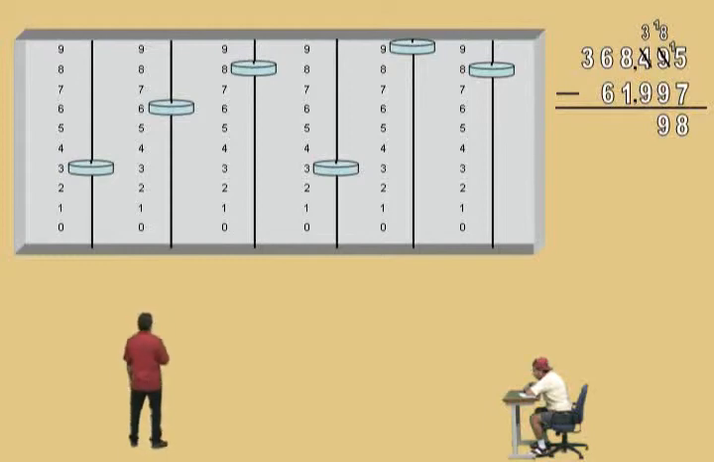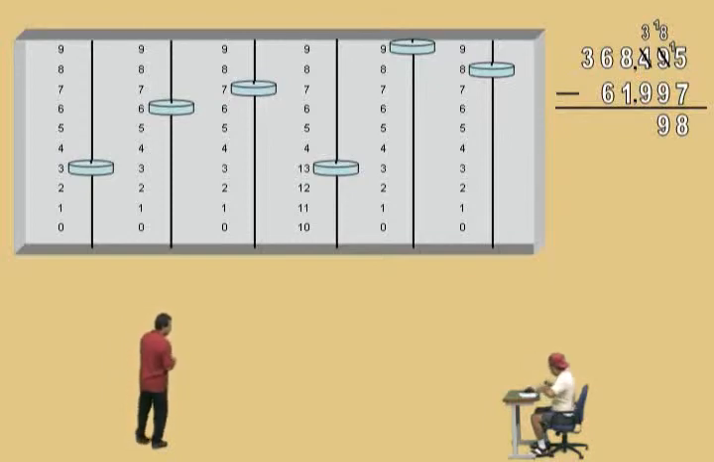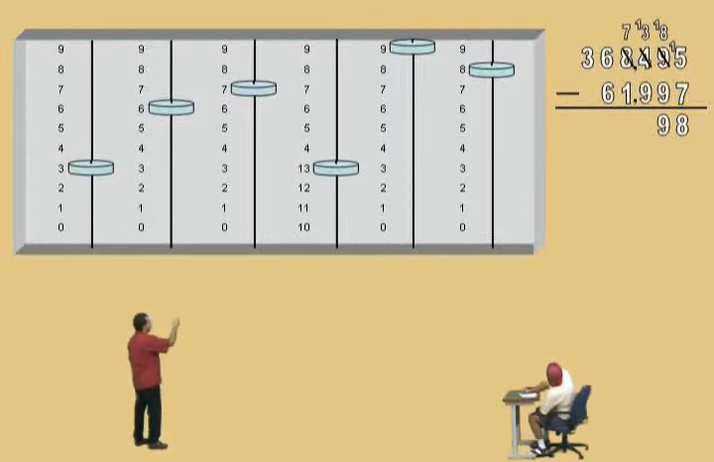So here we go, Charlie. We're going to borrow from one of our thousands. It becomes a 7. And notice, in our hundreds column, we now have 13 of those. How do you show this on your work? Well, you cross out the 8, it becomes a 7, you carry the 1 over, and you have 13 hundreds.